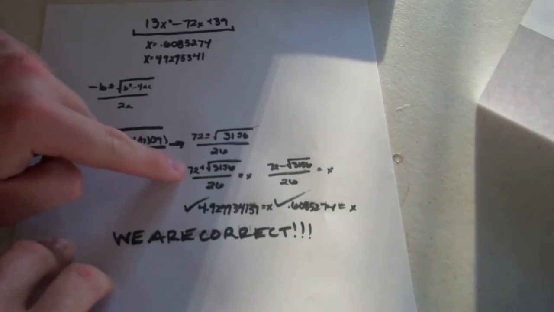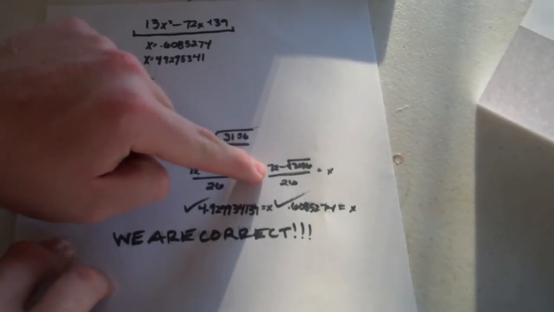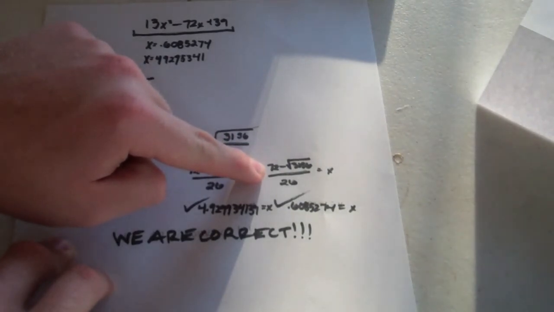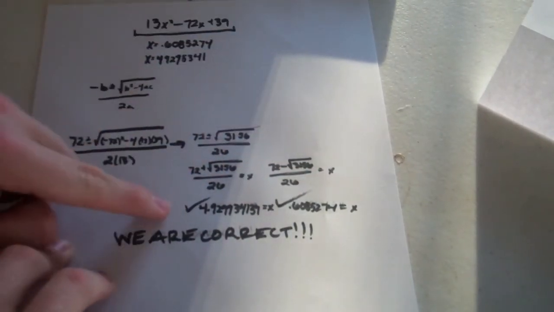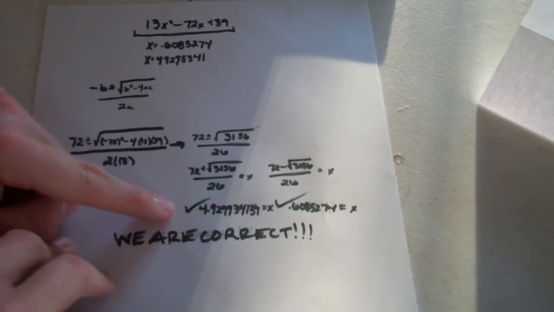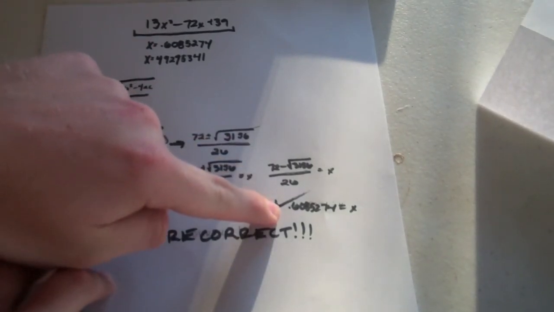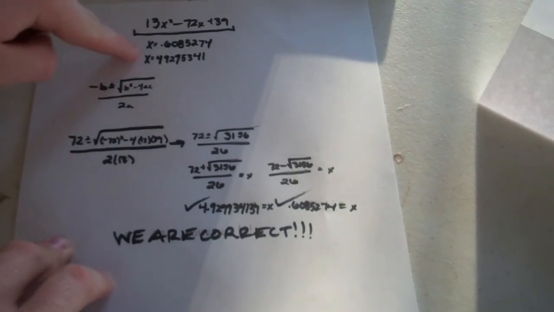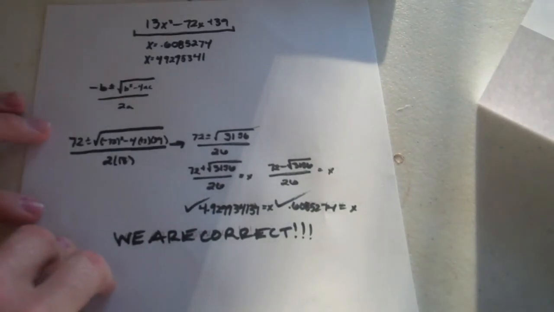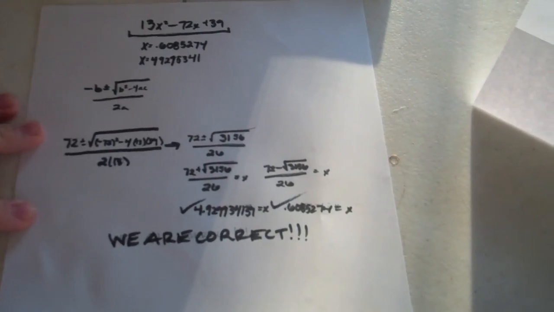To split it up into plus and minus for our two x's, we have 72 plus the square root of 3156 all over 26 is one of them, and 72 minus the square root of 3156 all over 26 is the other. Once again, using the calculator just for arithmetic's sake, we get 4.929934139, which is the exact same as that, and 0.6085274 for the other x. So using a long well-known formula to find these zeros, we are correct, and the calculator is correct, and all is well with the world.